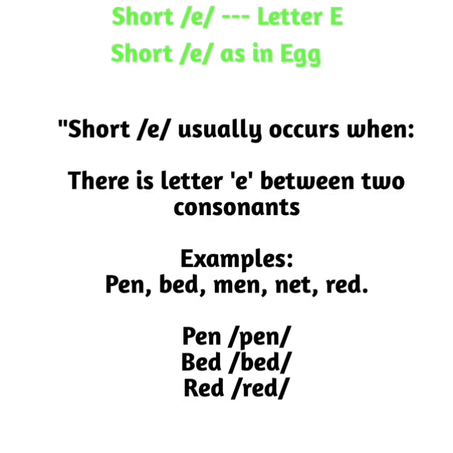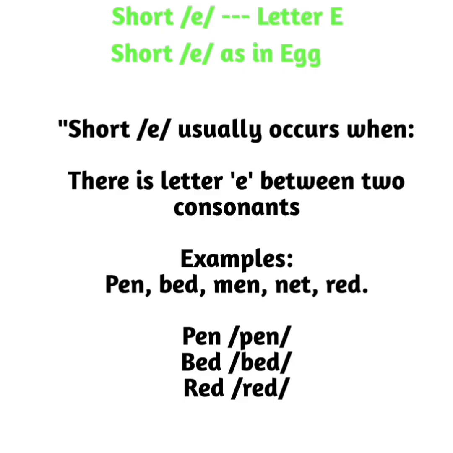To the short A, always remember the rule I stated earlier, that whenever we have any of the vowel letters A, E, I, O, U in between two consonant letters, they usually give the short form. So here we have short A. Whenever we have letter E in between two consonant letters, they give the short form. For instance, pen, bed, men, net, red. Letter E in all of these is short.